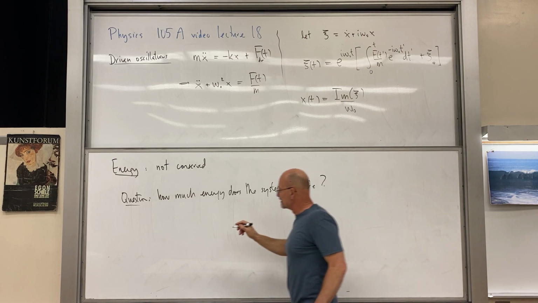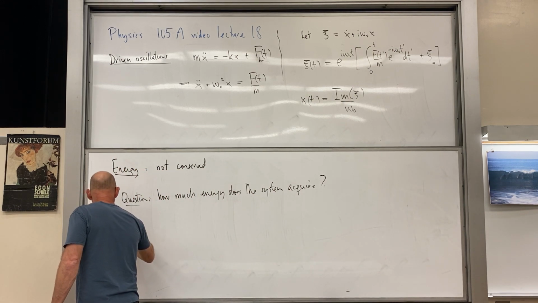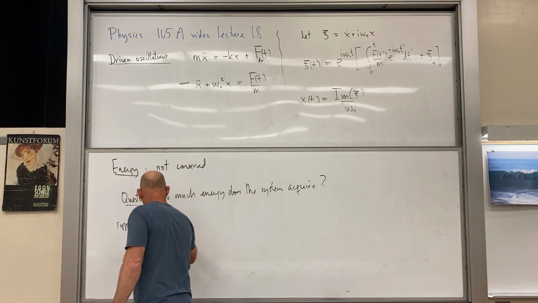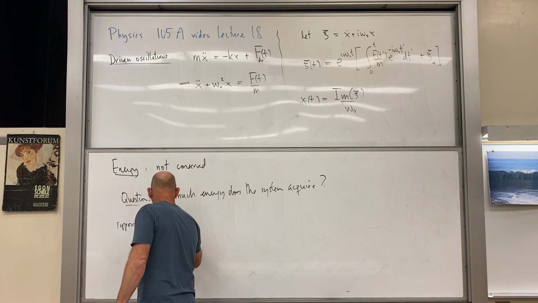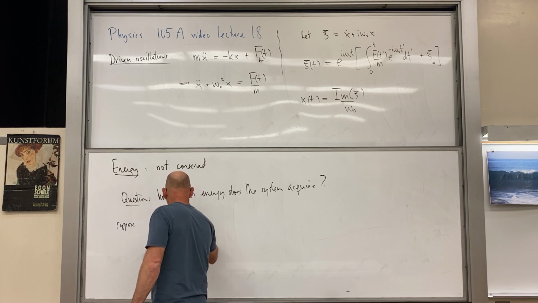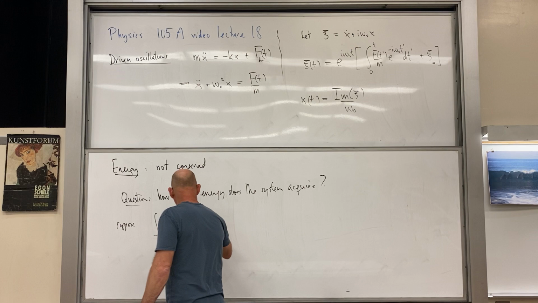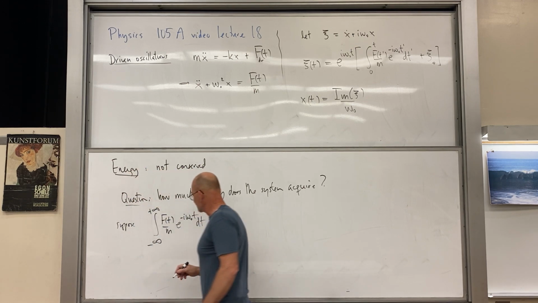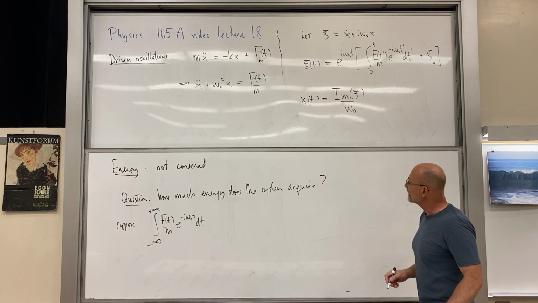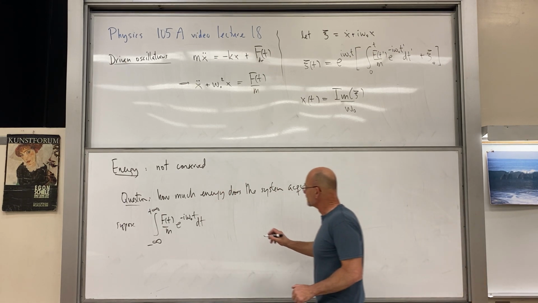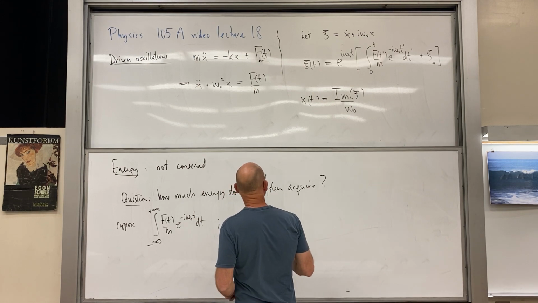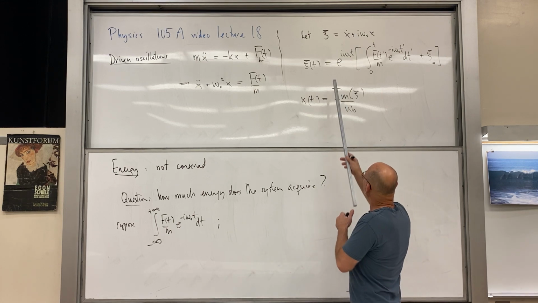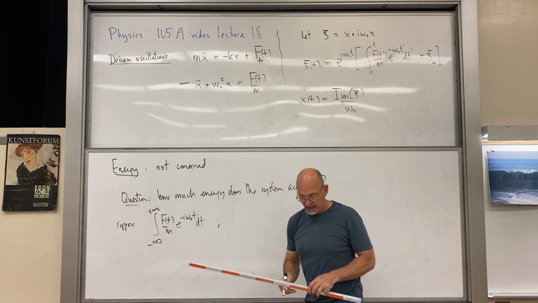So we're going to say, suppose we're looking at the integral of f of t over m, e to the minus i omega naught t, dt from minus infinity to plus infinity. So that's for all time. And then we have a corresponding definition of this C right here.